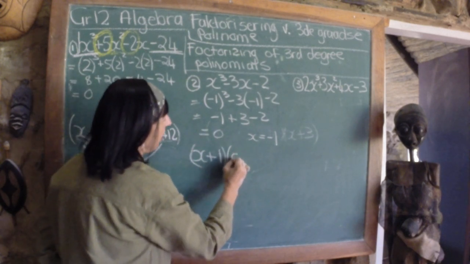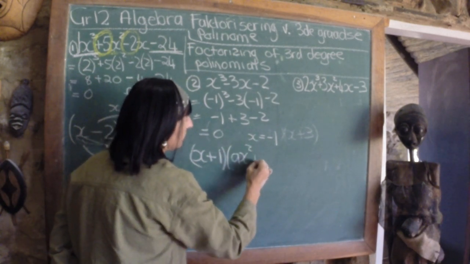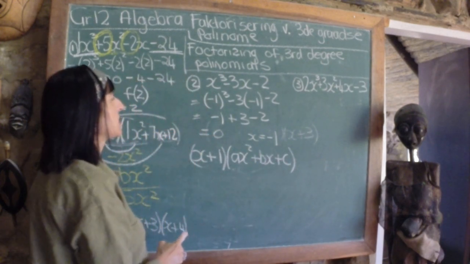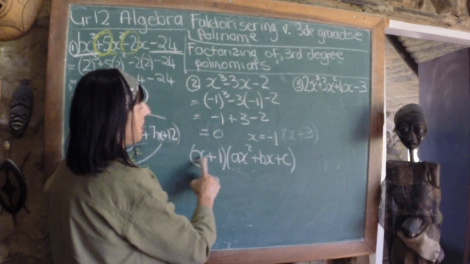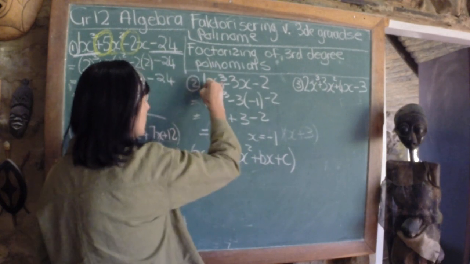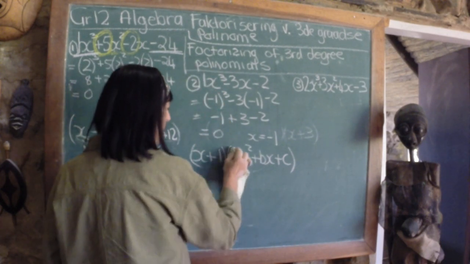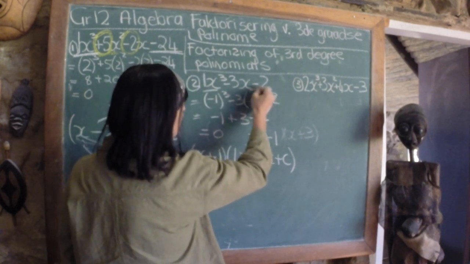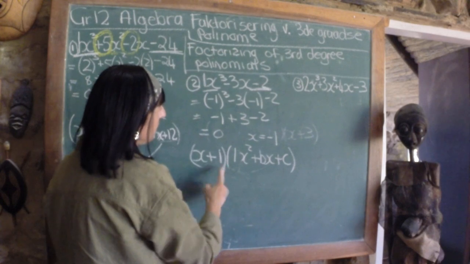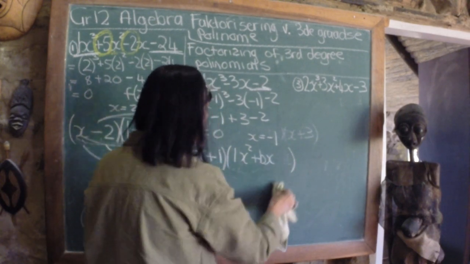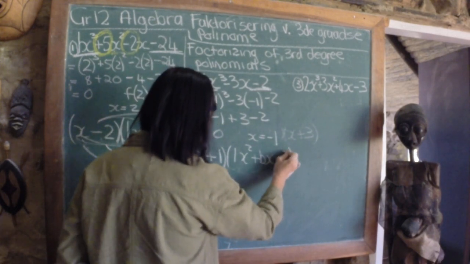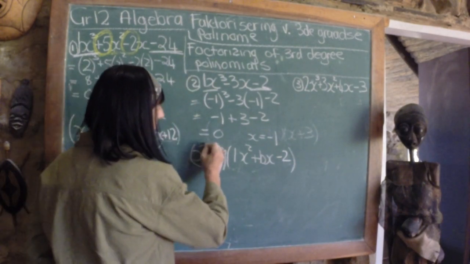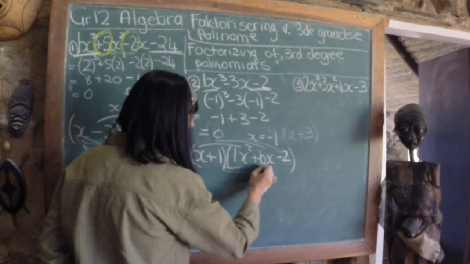Nou het ek ax kwadraat plus bx plus c. Let's determine a. X times 1x squared is going to give me 1x cubed. So it's going to be a 1. Okay, let's go to the constant term. 1 maal minus 2. Geef vir my minus 2. Okay, let's do the longer method. Ons maal eers alles uit.